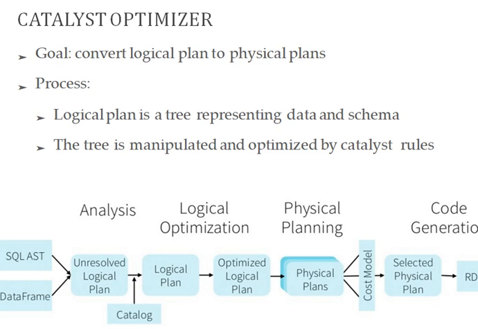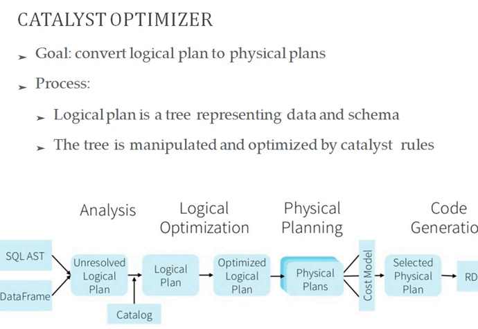The logical plan is a tree representation, representing the data and the schema. The data is the records, the set of records. The schema is the list of attributes. The tree is manipulated and optimized by Catalyst rules.